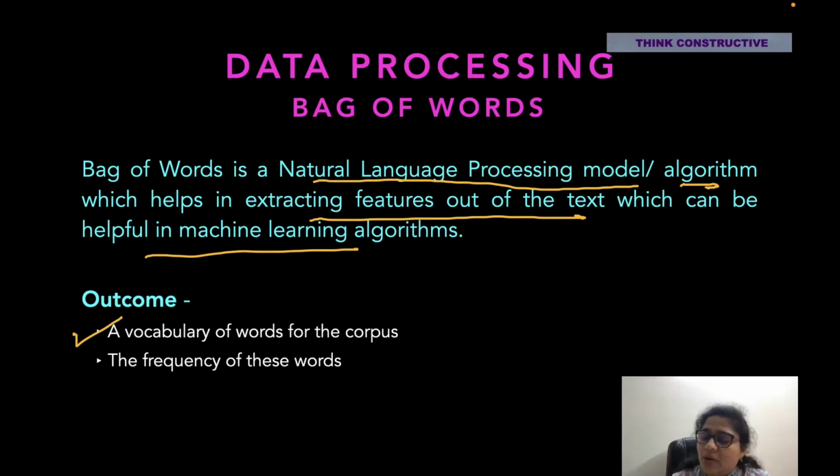Okay, and the frequency of the words. So frequency is what? Count. So the outcome: number one, the vocabulary of the words from the corpus, and then the counting of each word from the corpus. So frequency is nothing but the counting. Okay, I hope this is clear. So I'll move from this step.